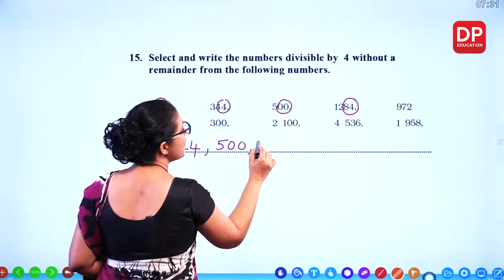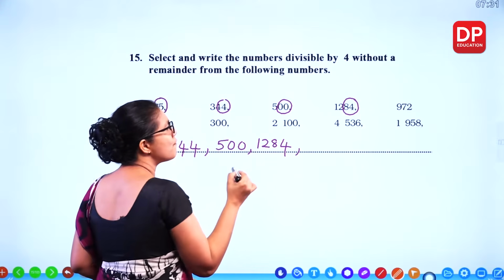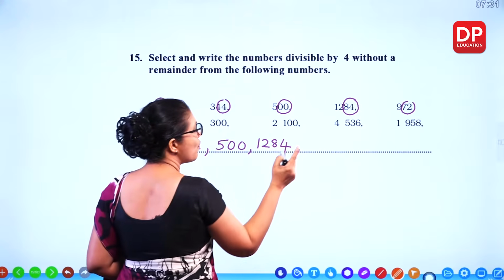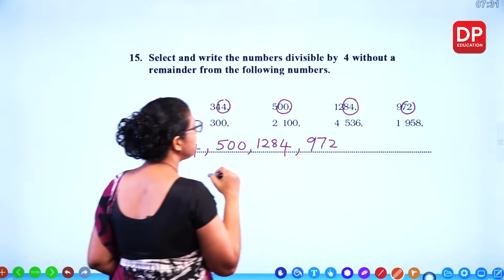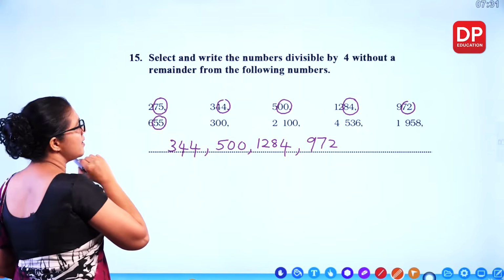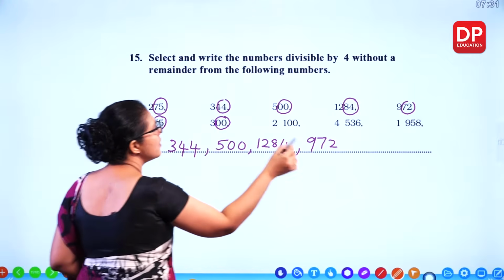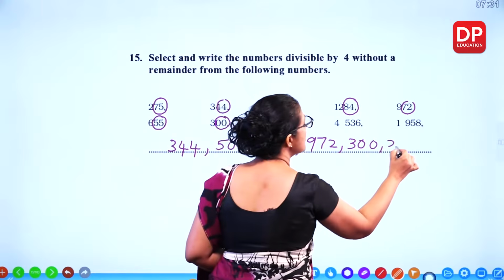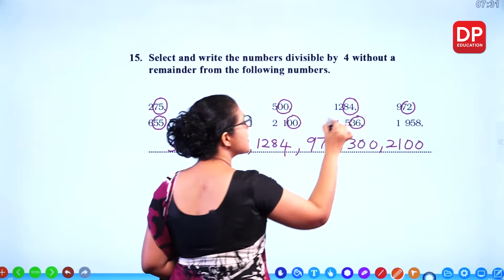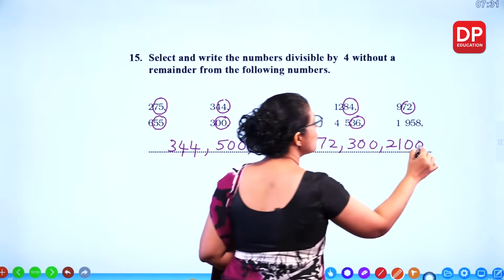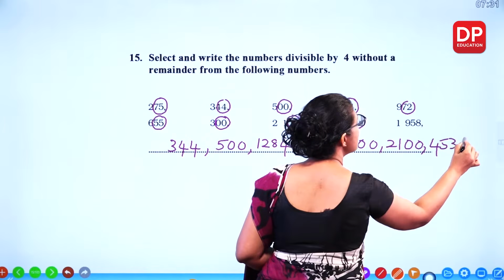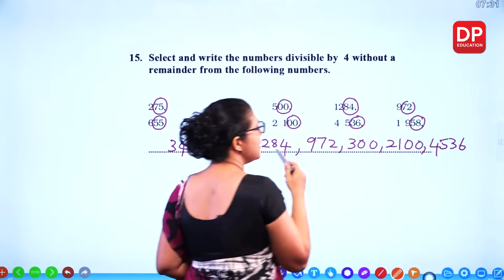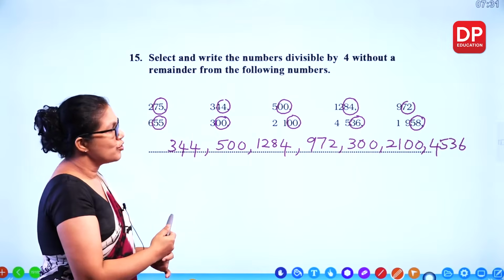Divisible by 4. So 1284: 72, 4 times 18 is 72, so that's divisible by 4. 4,972: 72 is divisible by 4. But 55 is not divisible by 4. But 00, yes, it's divisible by 4. Here also 00, it's divisible by 4. 36, yes, it is divisible by 4. So 4,536 is divisible by 4. What about 58? 4 times 14 is 56, and for 58, it's not divisible by 4. So you can't write that number.